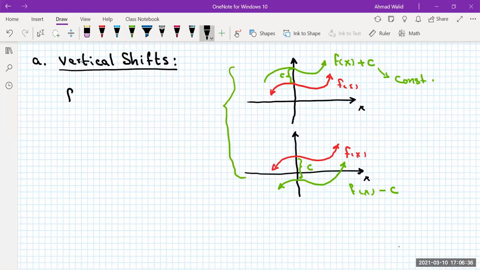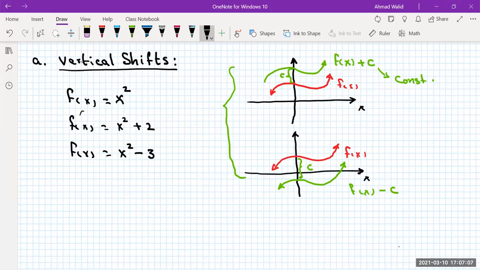Now, if a function f of x equals x squared plus 2 is given, it means you are shifting the graph of x squared 2 units upward. F of x equals x squared minus 3 means you are shifting your parent graph 3 units downward. Correct?